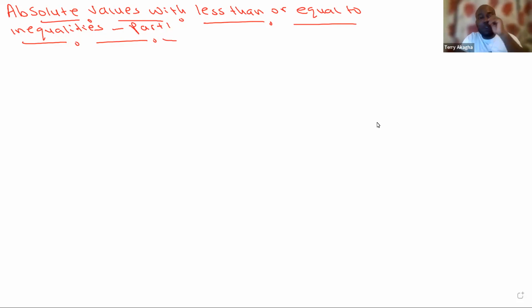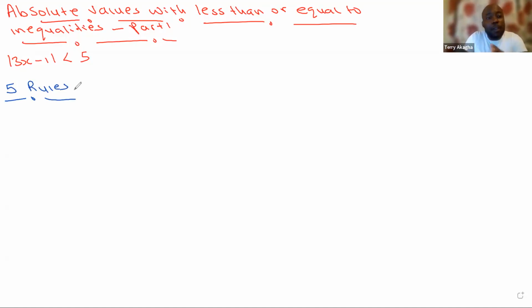All right, so what we're going to do now is solve a question on absolute values with less than inequalities. I'm going to introduce the 5 rules to solving absolute values with inequalities. So for instance, let's say we have |3x - 1| < 5, and you were told to solve this question. How do you solve it? I have 5 rules to take note of.